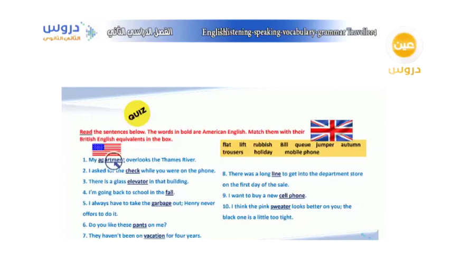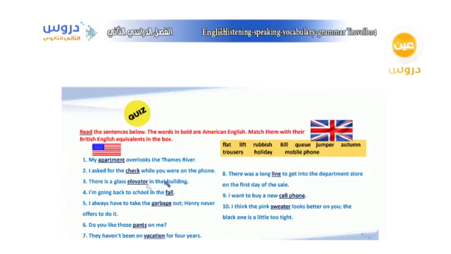So in America, we say my apartment. In England, what do we say? If you say my apartment overlooks the Thames River, Americans say apartment, British say flat. So flat for apartment. Two, I asked for the check while you were on the phone. For the check, we say bill. I asked for the bill if you were in Britain. If you're in America, you say I asked for the check.